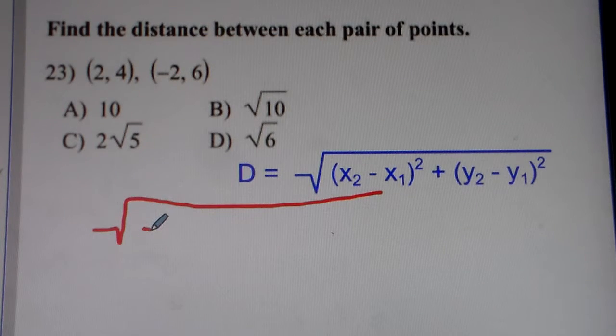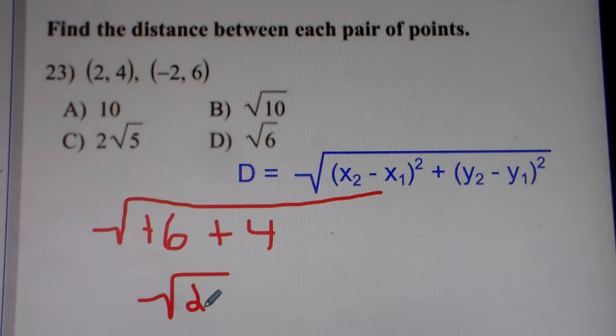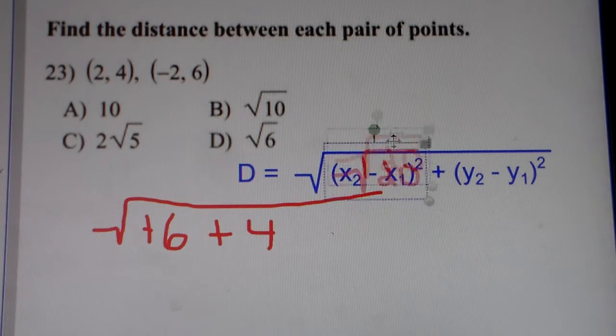And -4 squared is actually 16. So we get positive 16. y2 minus y1, well 6 minus 4 is 2, and 2 squared is 4. So we do 16 plus 4, which gets you 20. So we have radical 20. And notice here, that's not in our answer. That's because we have to break down radical 20. So let's break it down just like what we did in Algebra 1.